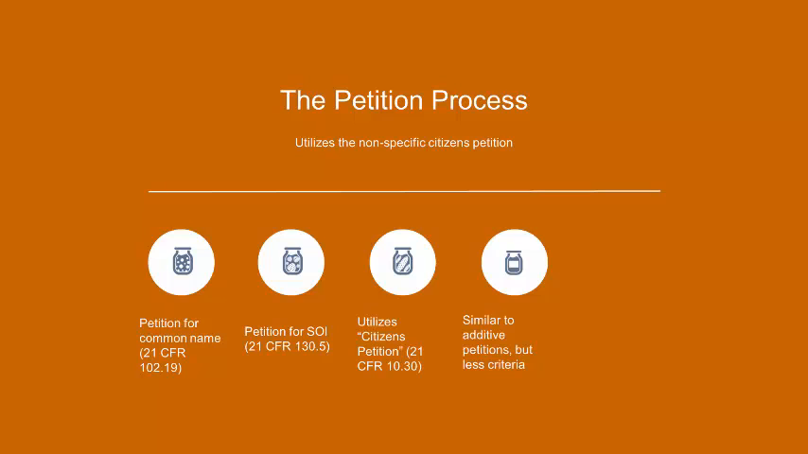This is overall similar to the food additive petitions, the additive petitions that we've had for color and food added substances, but there's less criteria, there's less structure. We don't have a specific amendment for standard of identity, so it's much less rigorous. It's a very similar process once we actually get through the quagmire of what a citizen petition is, and we'll talk about some of the pros and cons of how that process looks.